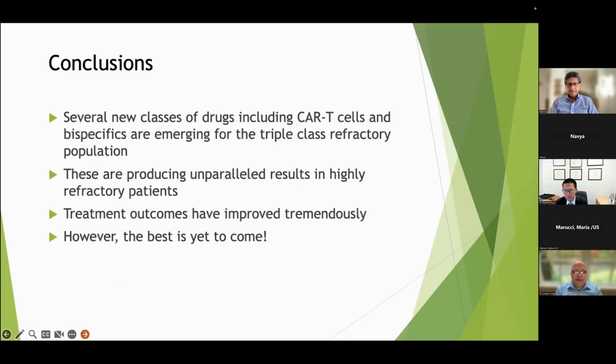So in conclusion, we have several new classes of drugs, including CAR T-cell and bispecifics, that are already helping patients with triple-class refractory myeloma. The results are really far, far superior to what we could accomplish before with conventional chemotherapy or reshuffling existing classes of agents. And I share the enthusiasm of my colleagues that the best is yet to come as we learn how to use those therapies better, in combination with other myeloma drugs that exist or are yet in development, and we find better uses for those agents, even in patients who don't have as heavily pretreated myeloma as those represented in these studies.